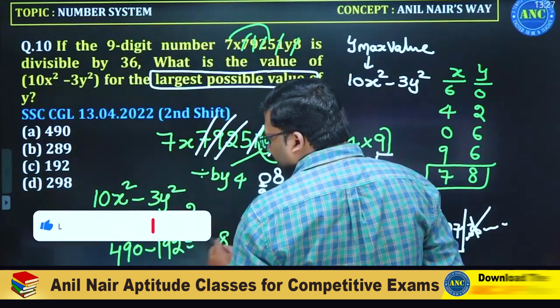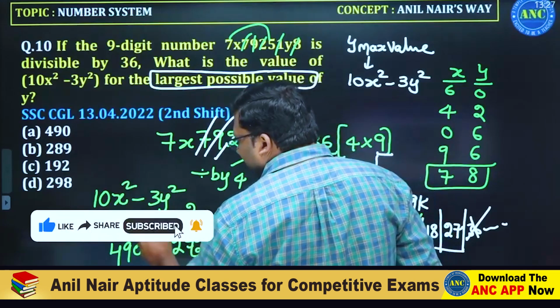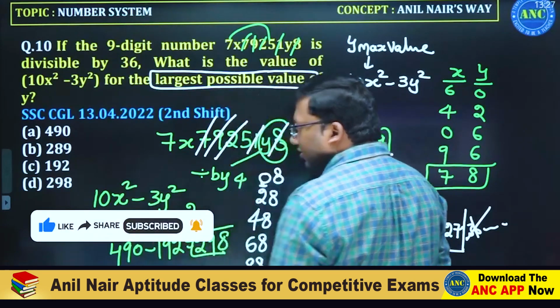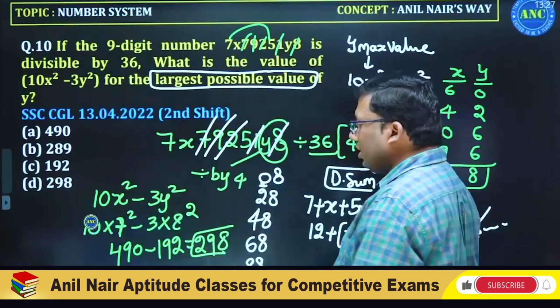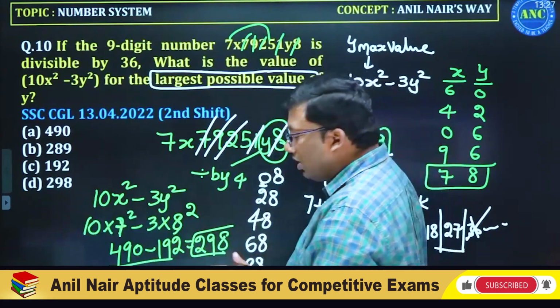10 minus 2, 8. 48. 298. Yes, there is a calculation mistake here. 10 into 7 square minus 3 into 8 square. 49 into 10 is 490. Here itself we got the answer.